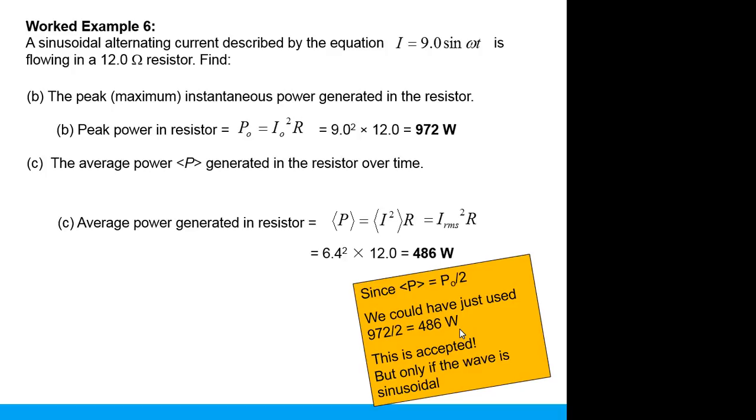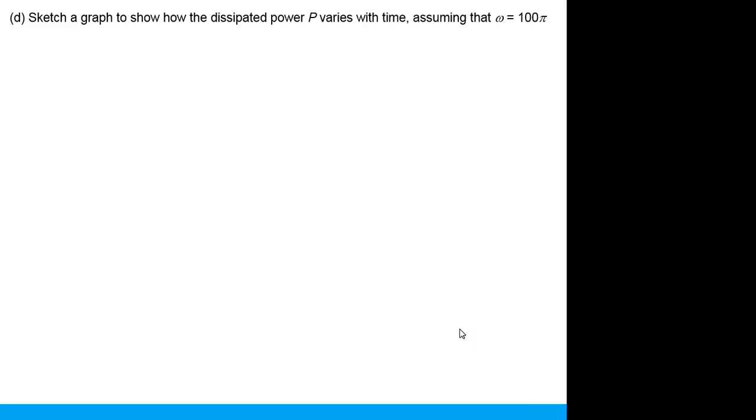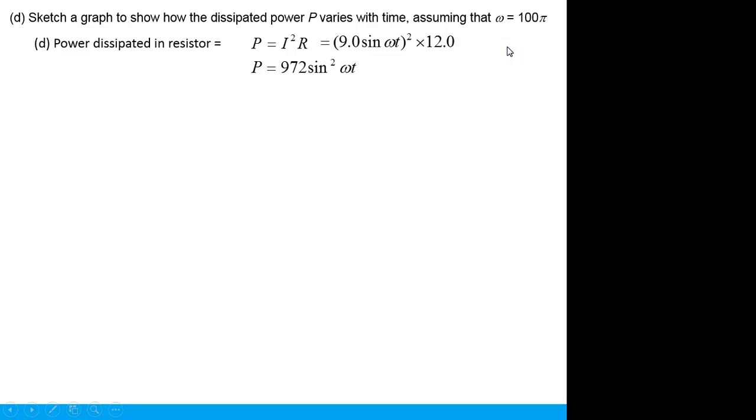Last one, they ask, sketch a graph to show how the power dissipated P varies with time, assuming omega is 100 pi. Omega being angular frequency here, in case you don't know what omega is. So first, power dissipated is given by P equals I squared R, which means you end up with P equals 972 sine squared omega t.